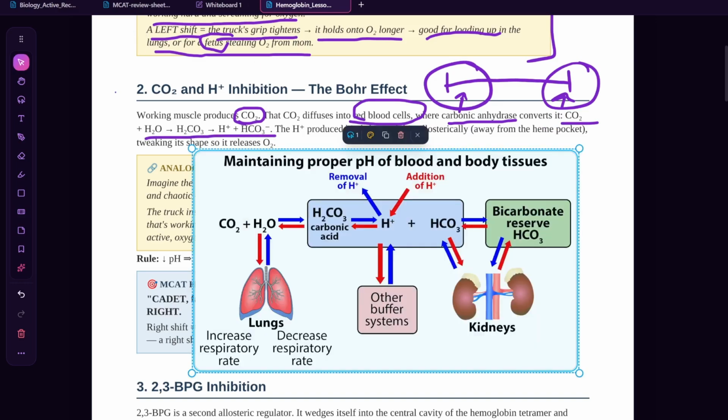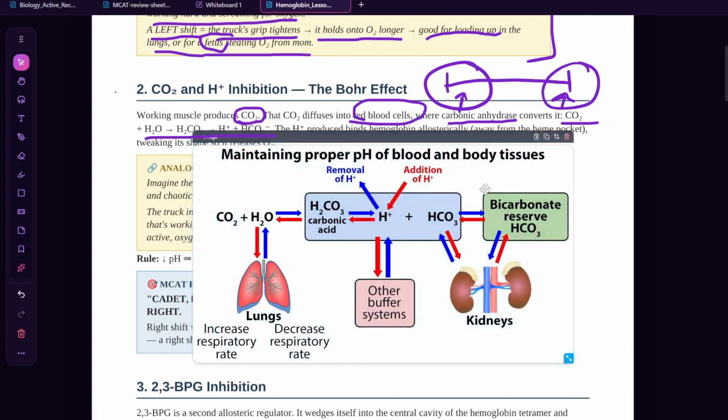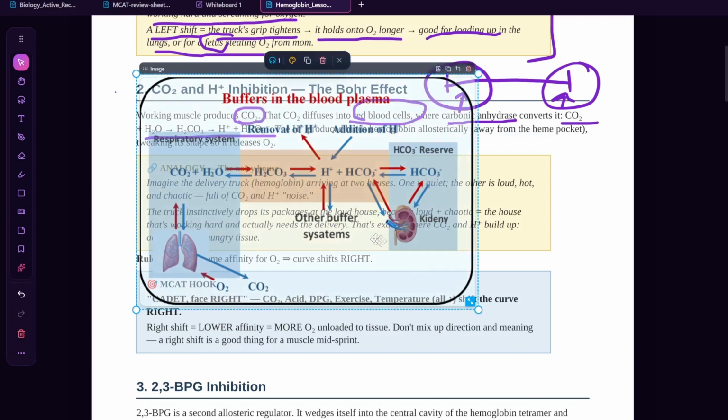I didn't really feel like writing out the whole linear equation of it, and I also felt like showing a picture would help. So this is one picture showing how the buffer system works. If you learn it this way, I think it helps a lot more than just learning a linear look at it. But here's a more linear one over here, but it's essentially the same thing.